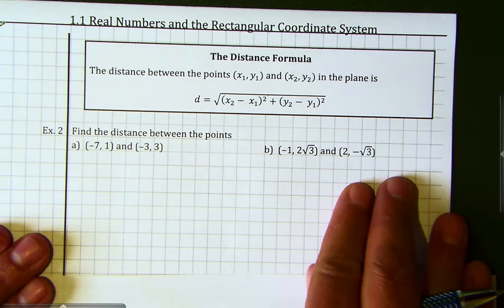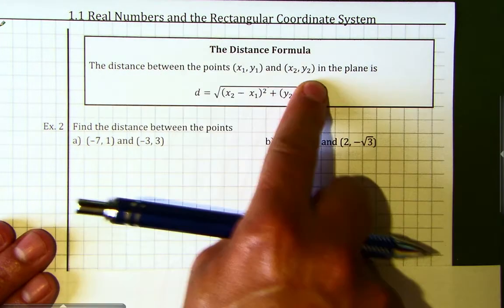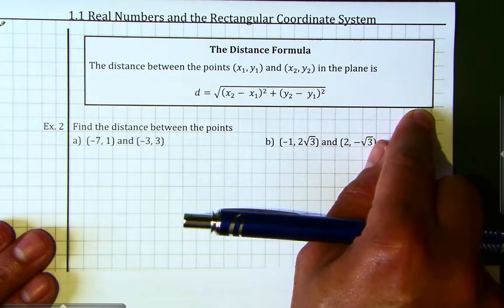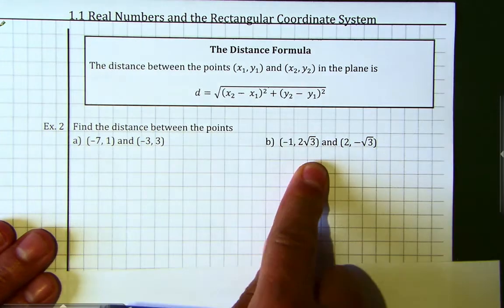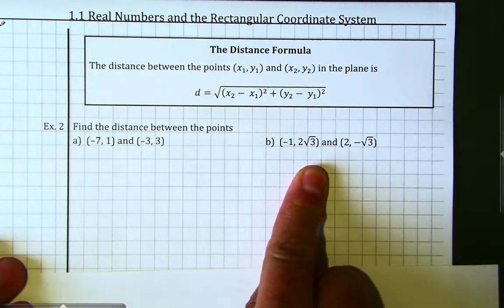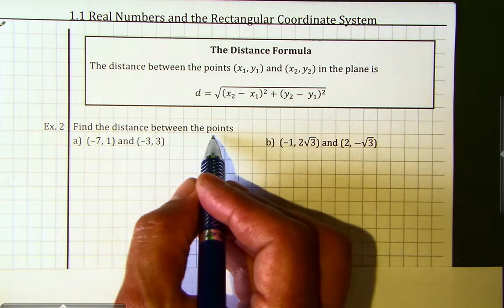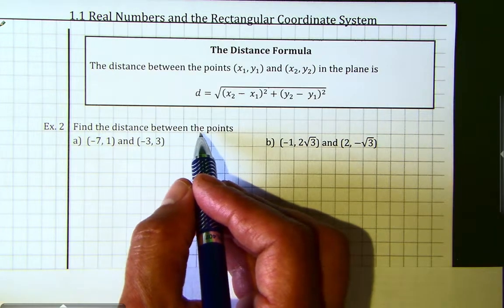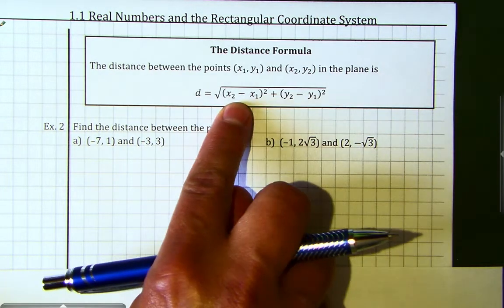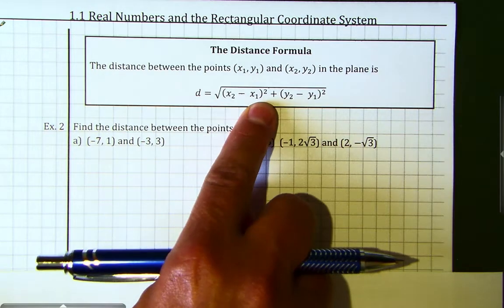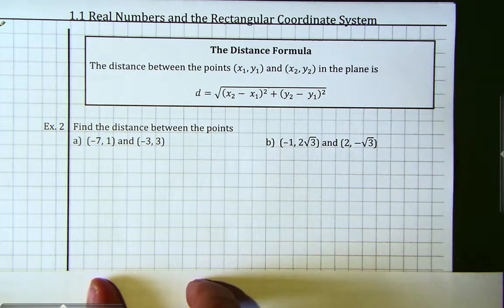So therefore, take the time to copy down, or paste your cutout, and write down example number 2. Go ahead and pause it. So find the distance between the points. So we're going to use our distance formula. Find the distance using the distance formula, and then we can compare your answer afterwards. Go and pause it.